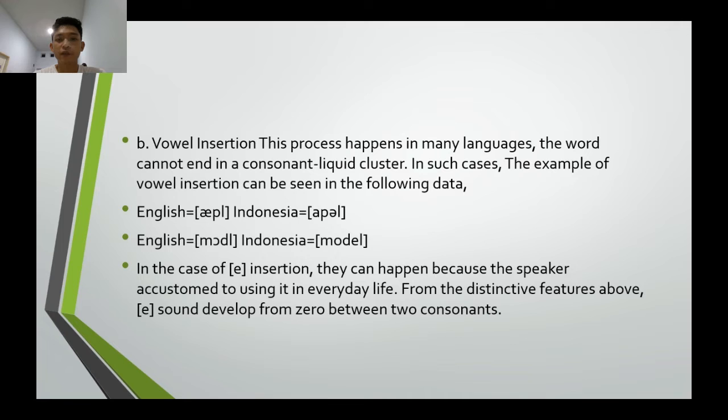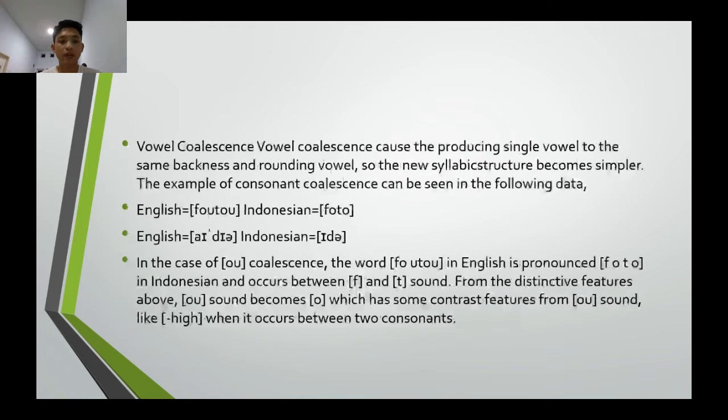B. Vowel insertion. This process happens in many languages. The word cannot end in a consonant liquid cluster. In such cases, the example of vowel insertion can be seen in the following data. In English, apple. In Indonesia, apple. In English, model. In Indonesia, model. In this case of insertion, it can happen because the speaker is accustomed to using it in everyday life. From this distinctive feature above, a sound developed from zero between two consonants.